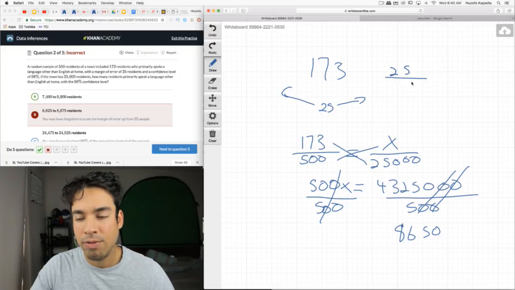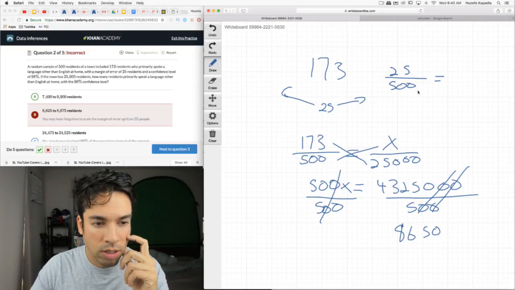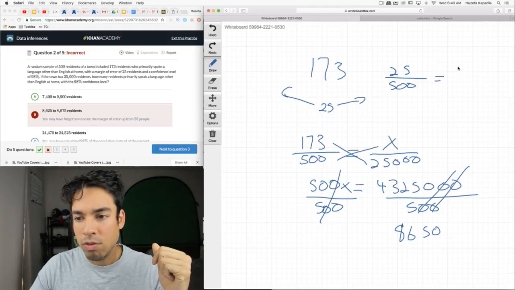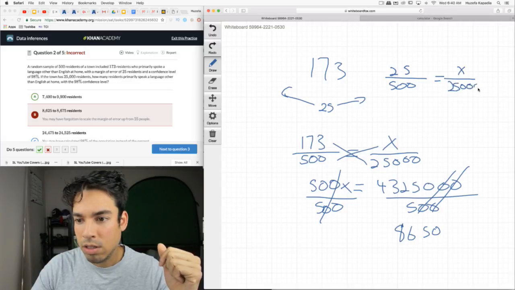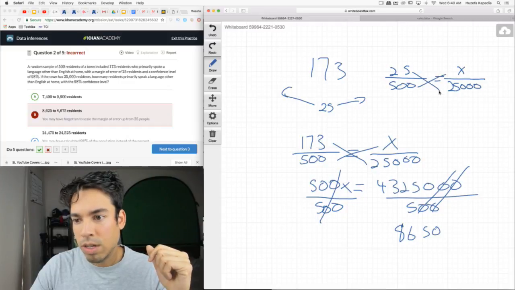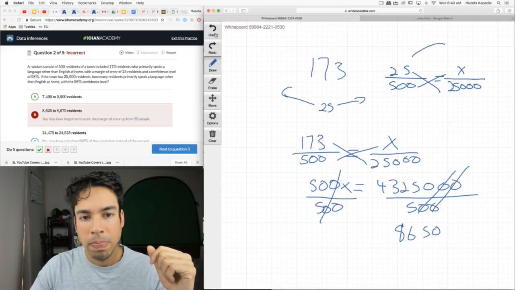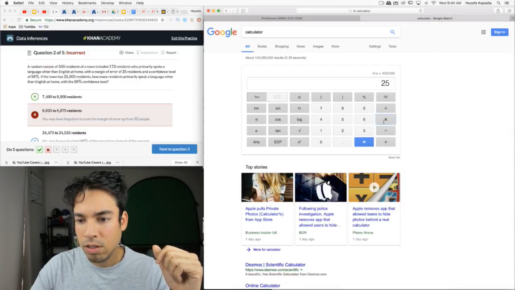The way we do that is 25 out of 500 equals x over 25,000. So it's a two-step problem. Totally threw me off there. Okay. And then we cross multiply. I mean, you can kind of see this is 500, we have to multiply this by 50. But anyways, if you cross multiply, 500x equals 25 times 25,000.